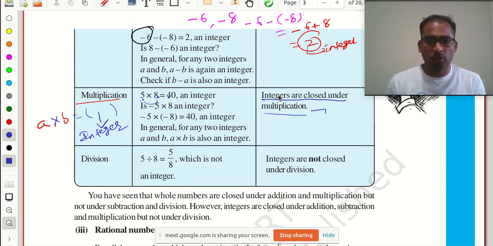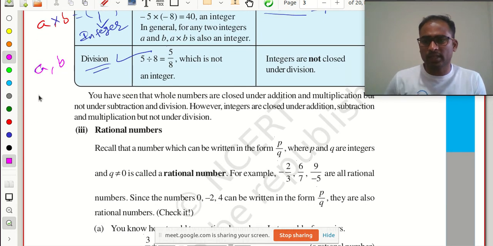Understood? Now we will check for the division. So I am having a is an integer, b is another integer, and if I do division of these two integers, a divided by b, the answer will be there now. If this answer is an integer, then I can say these integers are closed under division.